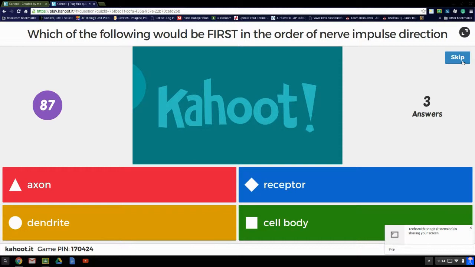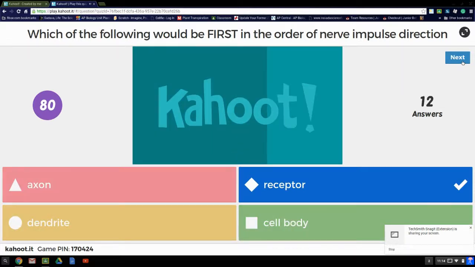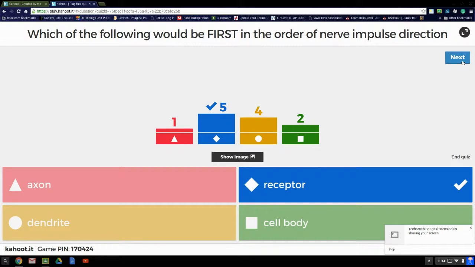I saw that thing on the picture in the beginning. You know how there's a picture in the background? Receptor. You're wrong. Because receptors are on the dendrites, so the receptors have to take in the neurotransmitters first, then dendrites.